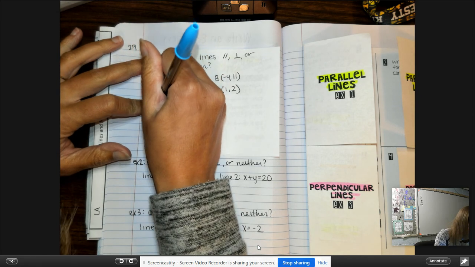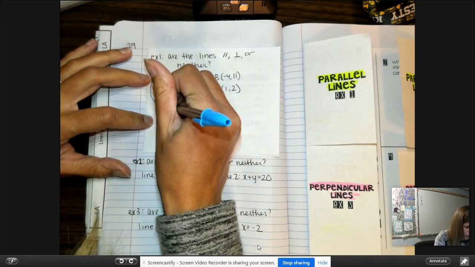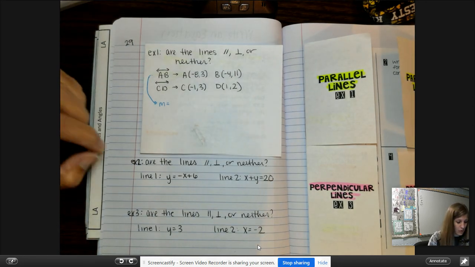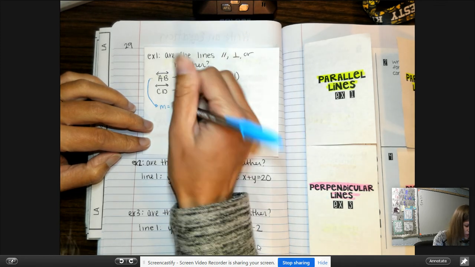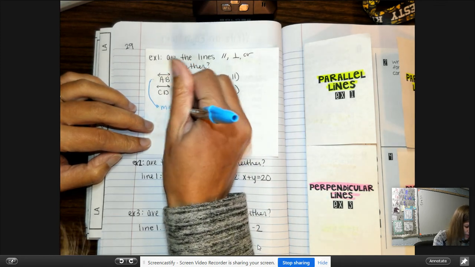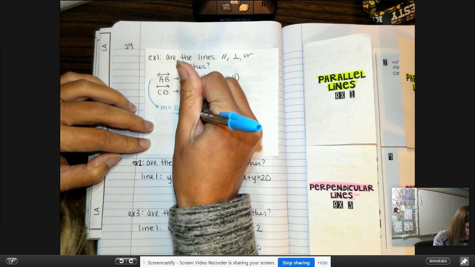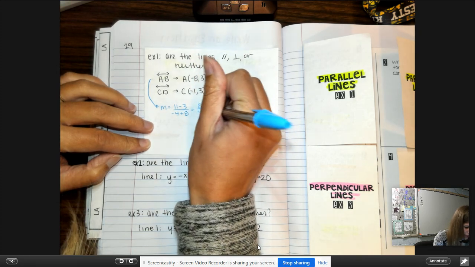So let's actually start with line AB. Either way, I do need the slope first. So to find the slope, because I don't have graph paper, I'm going to use my slope formula, which is y minus y over x minus x. So I'm going to do 11 minus 3 over -4 minus -8, so plus. So we'll have 8 over 4, which is 2.